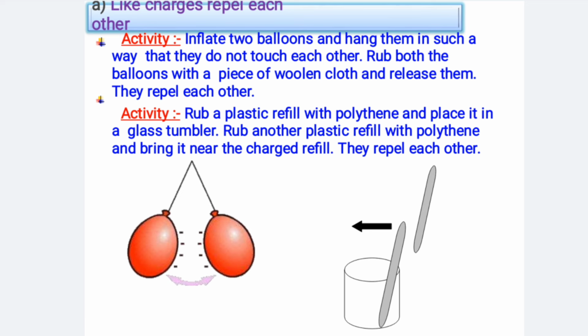Another activity you can see: rub a plastic refill with polythene and place it in a glass tumbler. Rub another plastic refill with polythene and bring it near the charged refill. Again they repel each other. So why do they repel each other? Because both the plastic refills are being rubbed with the same polythene. So a similar kind of charge is acquired by both the refills. So same charges repel each other. That's why these refills are repelling each other.